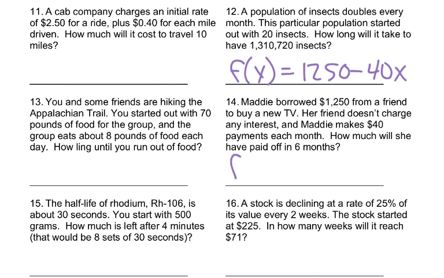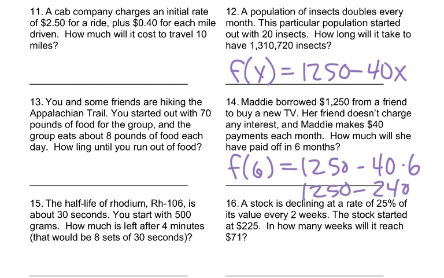So if we plug in for 6, this will tell us how much she has left, which then we could figure out how much she has paid off, right? So if I go 40 times 6, it's 240. So 1,250 minus 240 would give us 1,010. Okay, so that's how much she still has to pay off. So basically, she's paid $240 off in the 6 months. Okay, but she still has $1,010 to pay off.